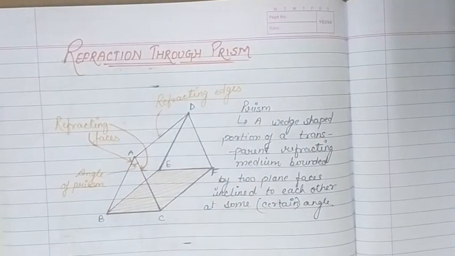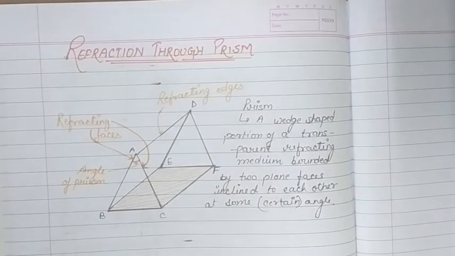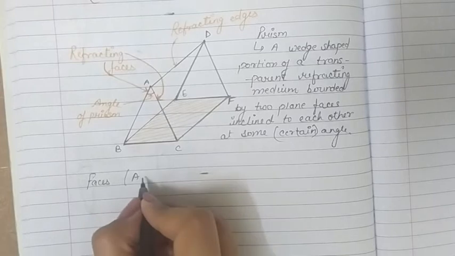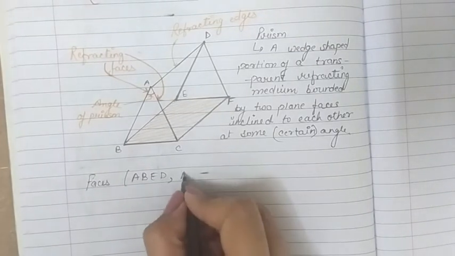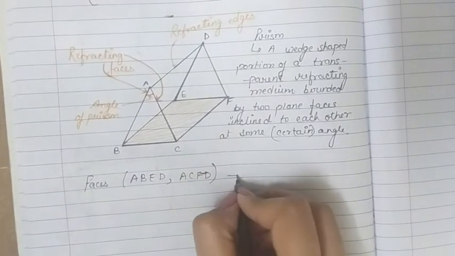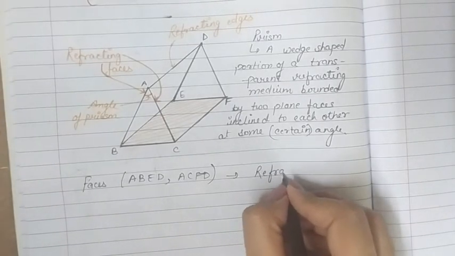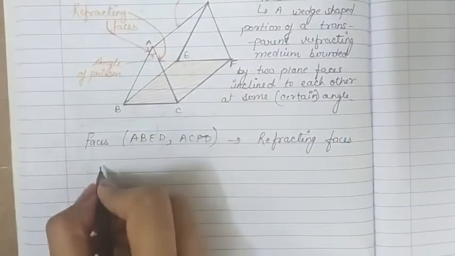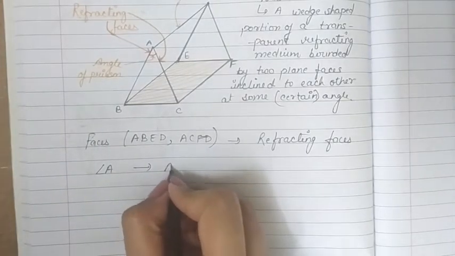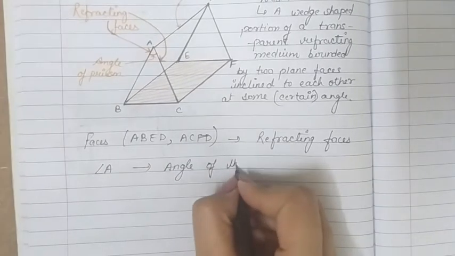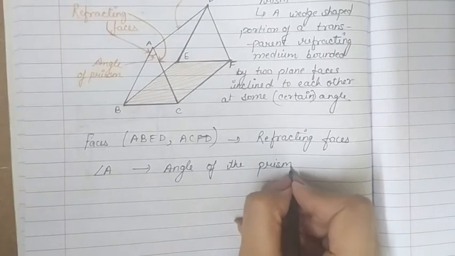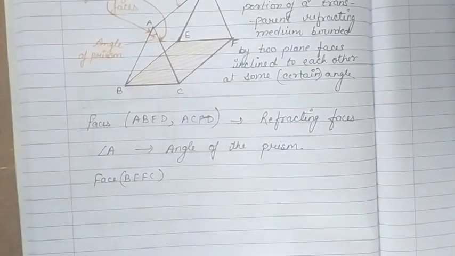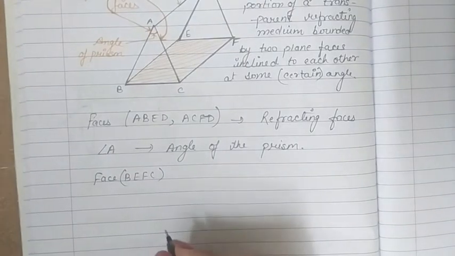This angle A, at which these two faces are inclined, is called the angle of the prism. The inclined faces ABED and ACFD are called refracting faces of the prism, right? And the angle A at which these two faces are inclined is called the angle of the prism, and the third face, named BEFC, is opposite to the refracting edge.